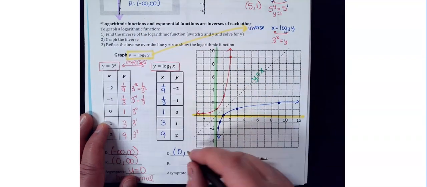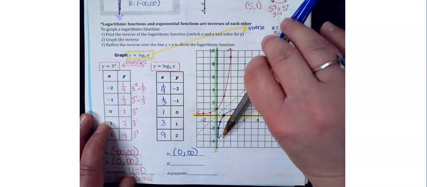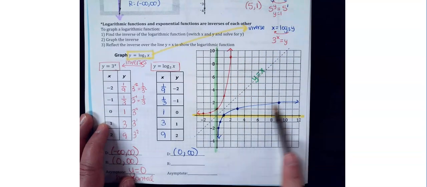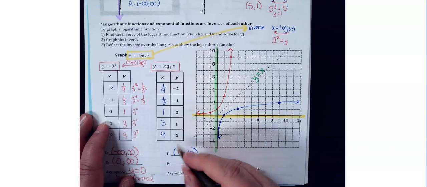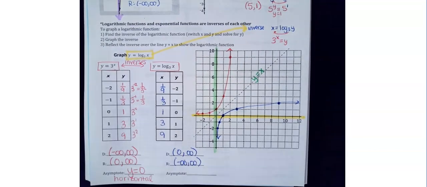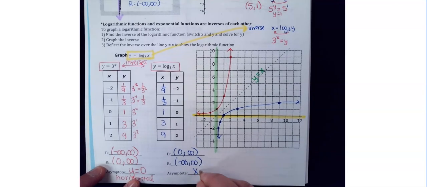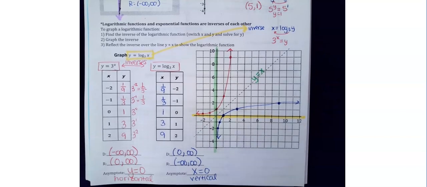So 0 to infinity. And then your range, I know this looks like it levels out, but this does go down forever, and then this does gradually go up forever. So the range is going to be -infinity to infinity. And the asymptote for that is actually a vertical line, x equals 0. So anytime you have a log function, it's going to have a vertical asymptote.